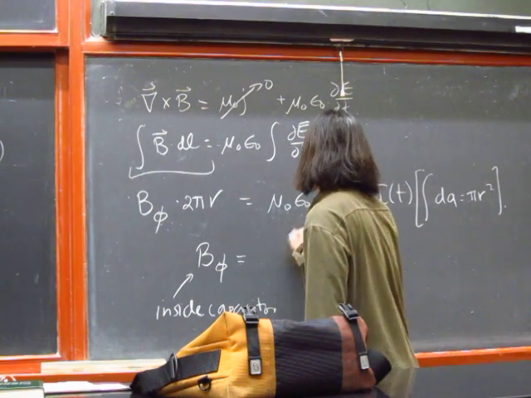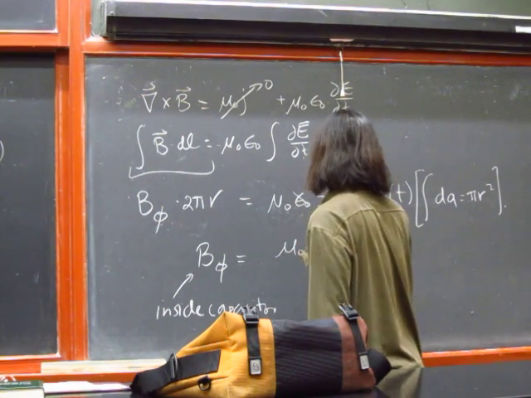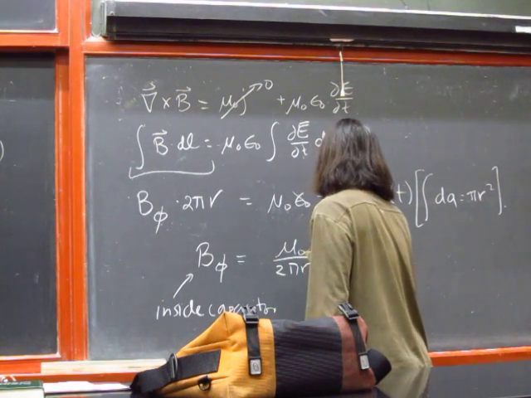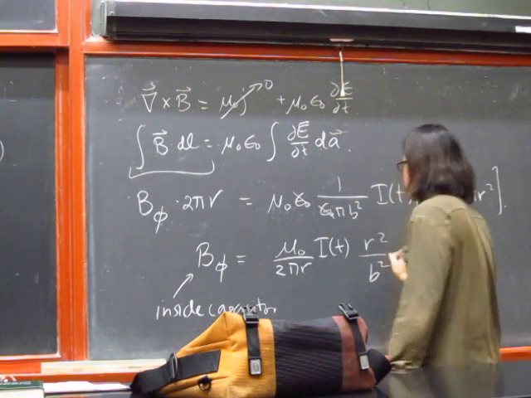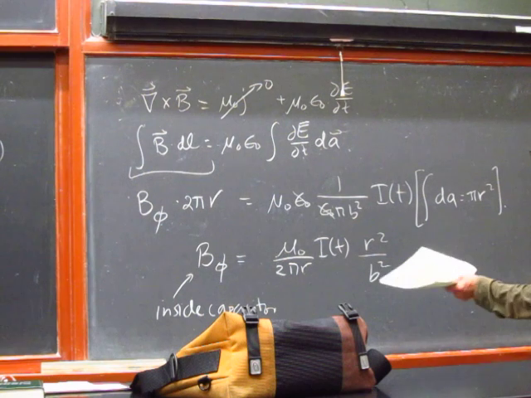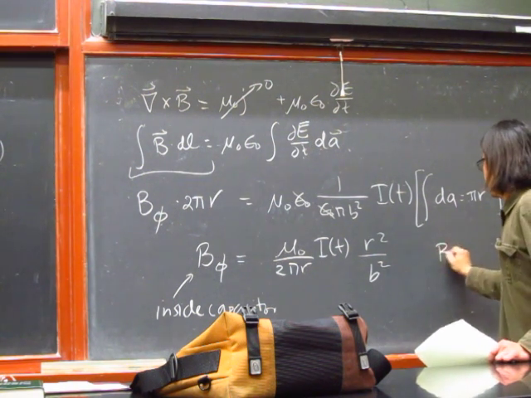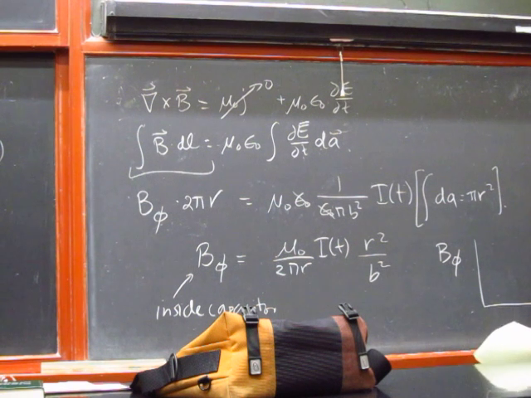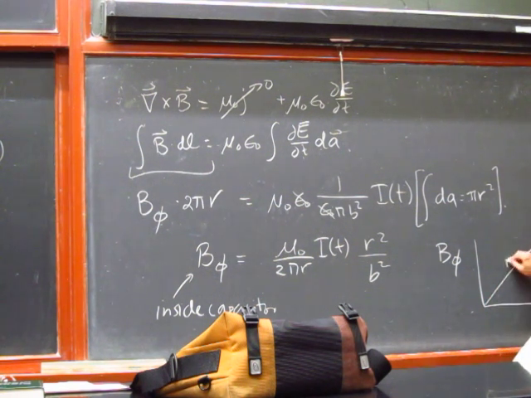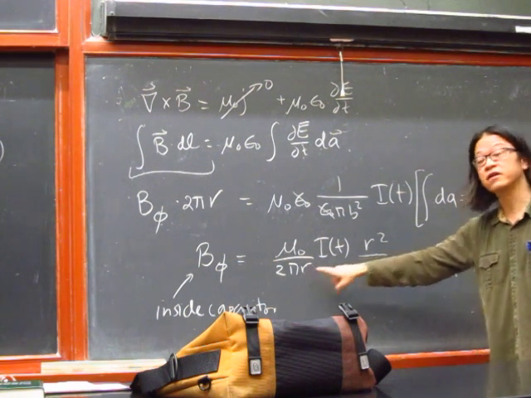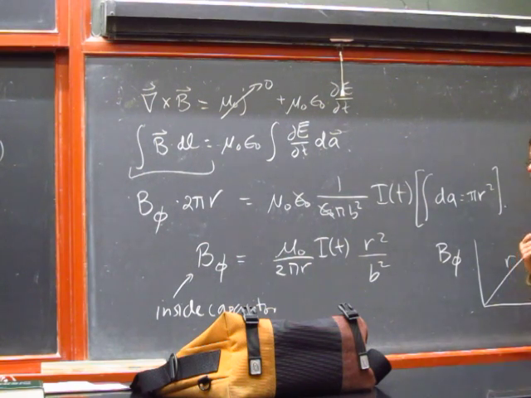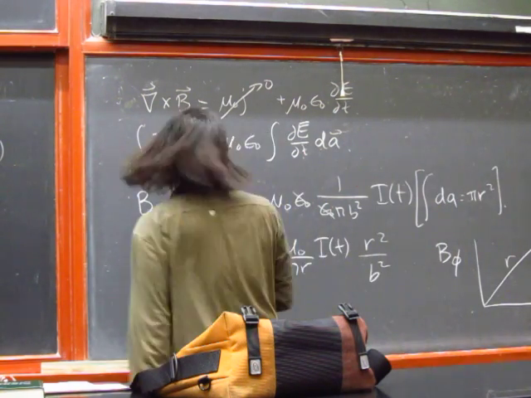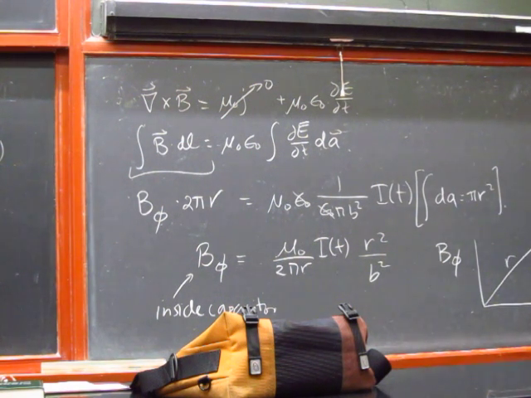B is equal to, the epsilon naught cancels, mu naught over 2 pi r, I as a function of time, times r squared over b squared. You can massage it however you want, but as you see, this B as a function of r has a factor of r in the terms here that cancels one factor of r squared, right? Okay. So same thing here, ignoring the fringe effect outside, it will drop as 1 over r.